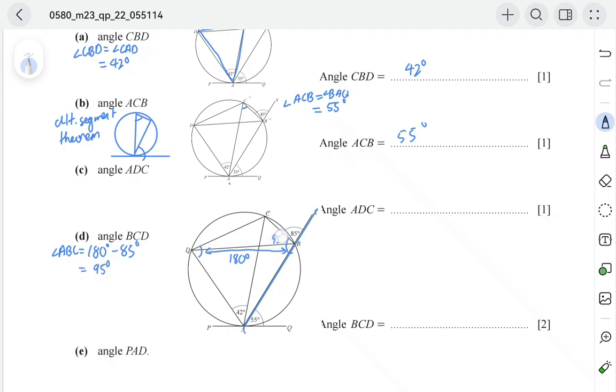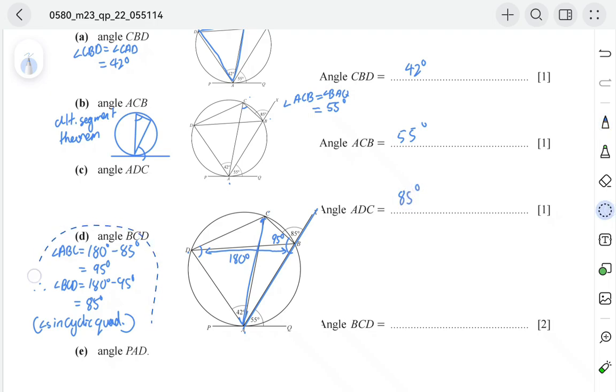So we know that here is 95 degrees, and therefore we know that angle BCD is equal to 180 degrees minus 95 degrees, which is equal to 85 degrees. This is the angles in a cyclic quadrilateral. We know that this is 180 and this is also 180. So angle ACD is 85 degrees. I wrote this in the wrong spot.